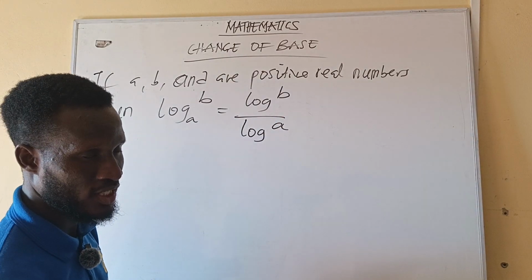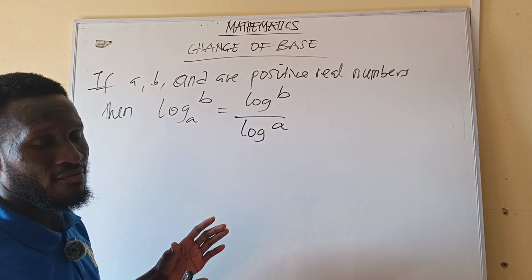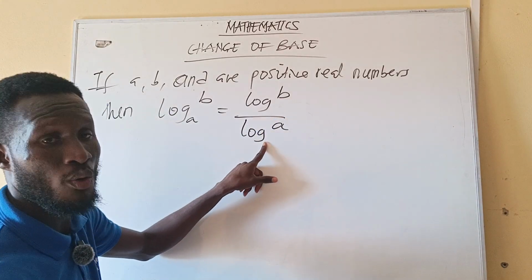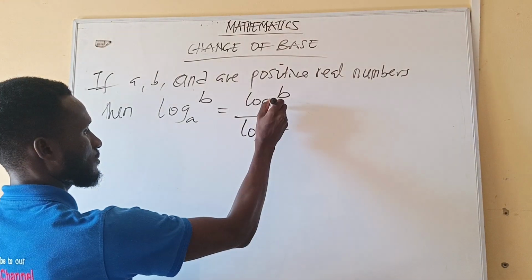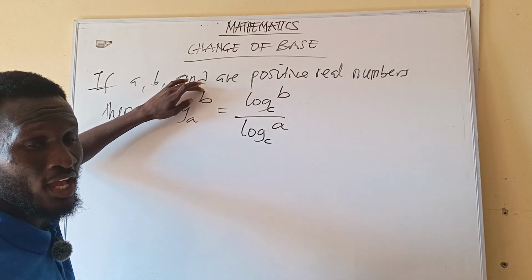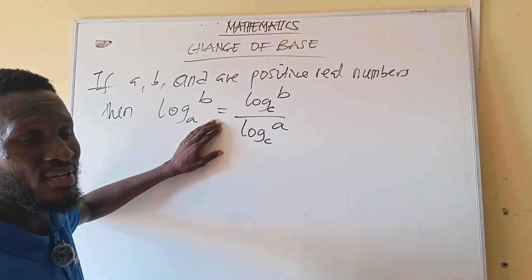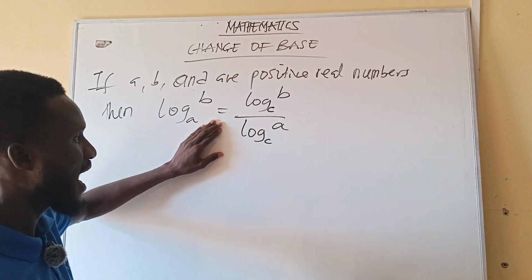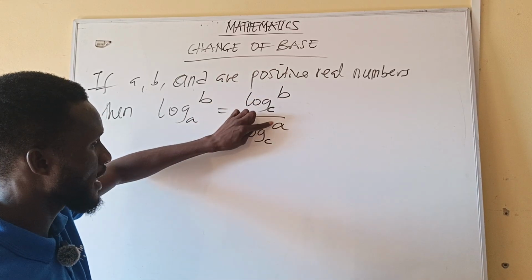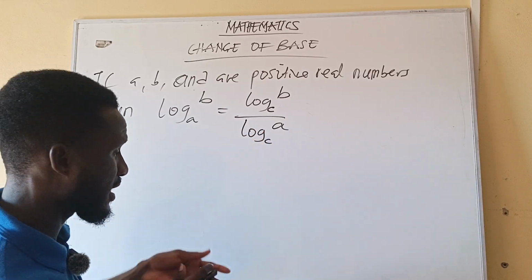At this particular point, you can change the base to any number or any variable you want. I have not written anything here, so I want to change all the bases to base C. So if I have log B to the base A, then this can be changed to the same base as log of B base C over log of A base C. You see, this is so simple. You get it? This is how we can do it.